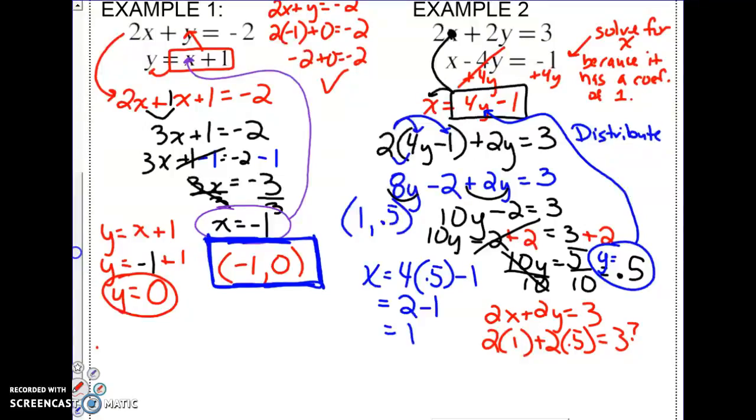And the answer should be yes, because 2 times 1 is 2. 2 times 1/2 is 1. And 2 plus 1 is 3. All right, so I'm not going to have enough time to go over a lot of examples, but I'm obviously your resource in class. So if you feel like this is enough for you to get started on your own, do it. But if you still need a little bit more guidance, I have 2 minutes left on this video.